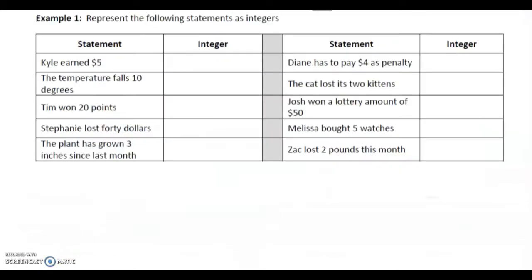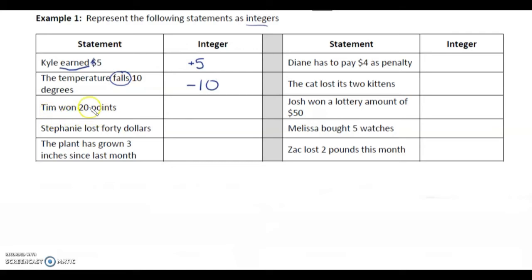Example 1: represent the following statements as integers. Kyle earned $5. If you earn, that's going to be +5. For an integer value, you don't want to include the dollar sign, or units like kilograms, milliliters, seconds, whatever it is. You just want to include the number. The temperature falls 10 degrees. When we talk about falling, we're talking about -10.